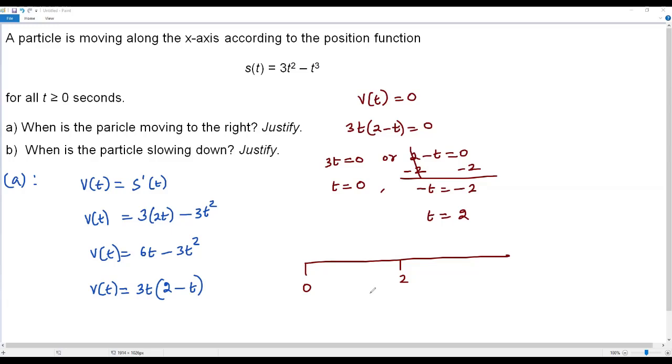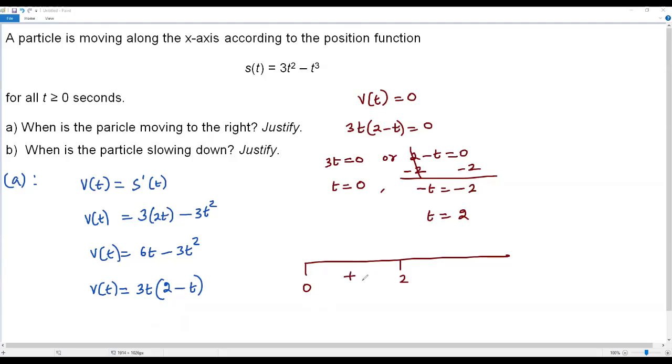Okay, now what we have to do is check these two intervals with v of t. For that, we take a random value in the first interval, between 0 and 2. So we can take 1. Now we plug t equal to 1 into the velocity function, v of t. When I plug in t equal to 1, I am getting 3 times 1, and 2 minus 1 is 1. So here we have 3 positive values, all multiplied. The product of 3 positive values is always positive. So v of t is positive in the first interval, between 0 and 2.